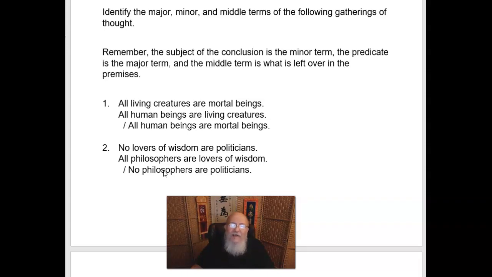Philosophers is the subject term of the conclusion, so it's the minor term. Minor term, major term, and lovers of wisdom is the middle term. See, I have to be able to just look at a syllogism and pick all that out, okay?